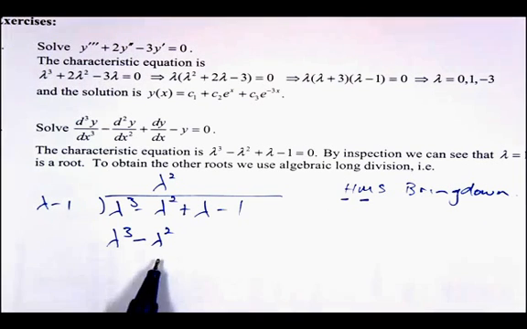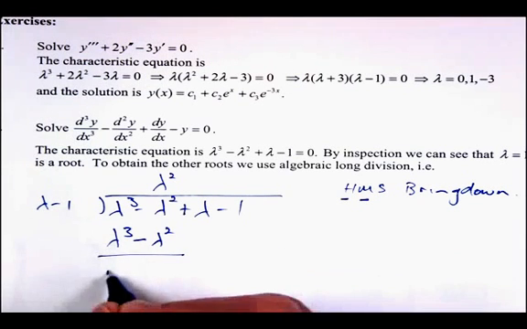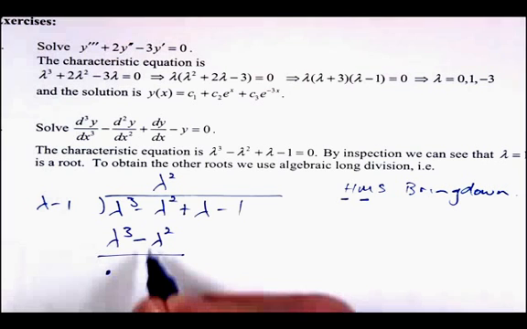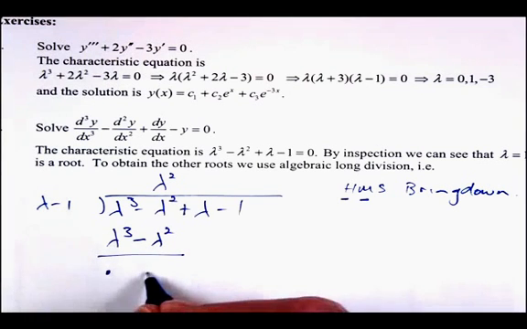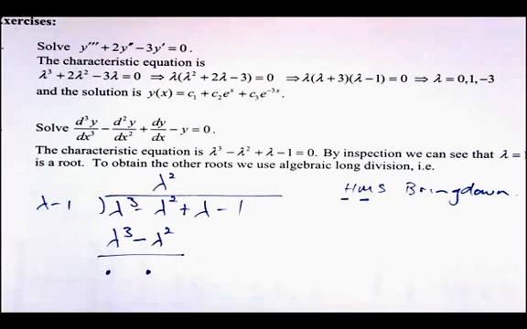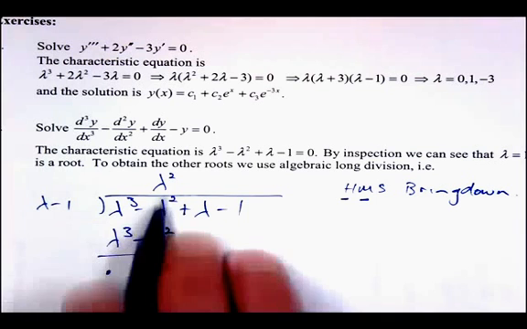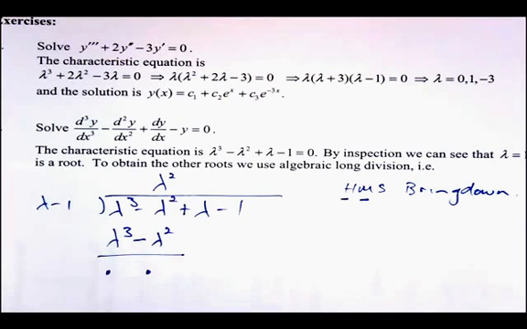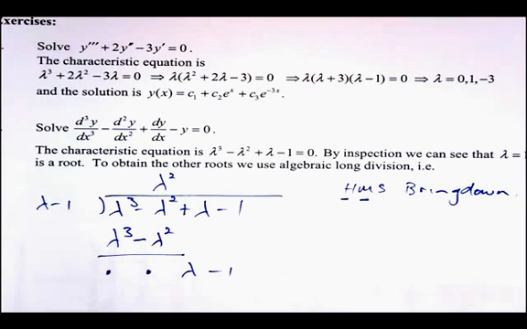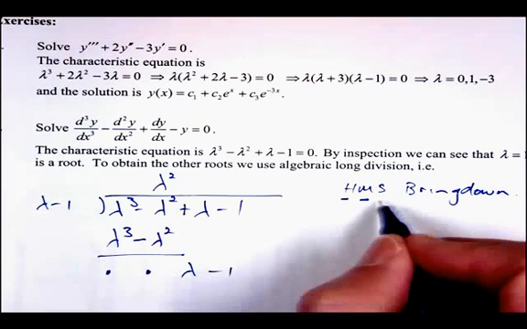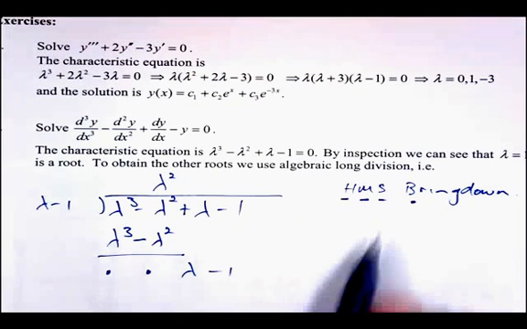S is for subtract. Lambda cubed minus lambda cubed is nothing. Minus lambda squared minus minus lambda squared is the same thing, in this case also nothing. Sometimes it won't be. If this was a different number here, you'd get a different thing here. In this particular case, it turns out to be nothing. And then bring down is bring the next term down. So we've done the subtract, and then there's the bring down. And then we do the same thing again into what's left.